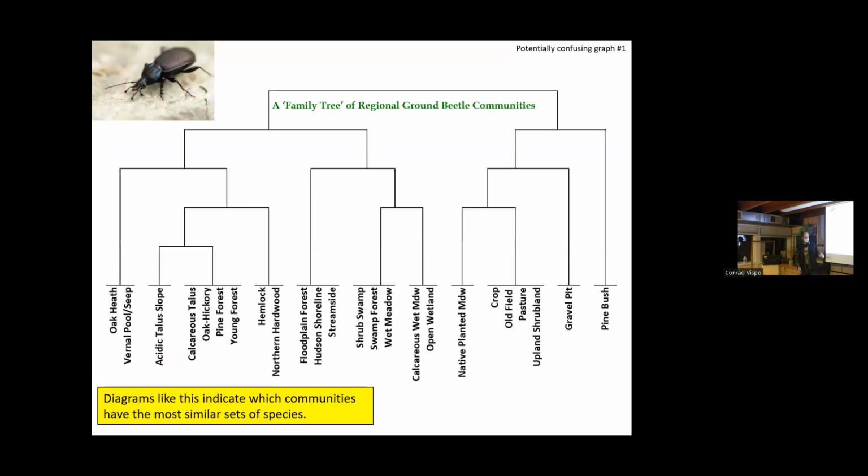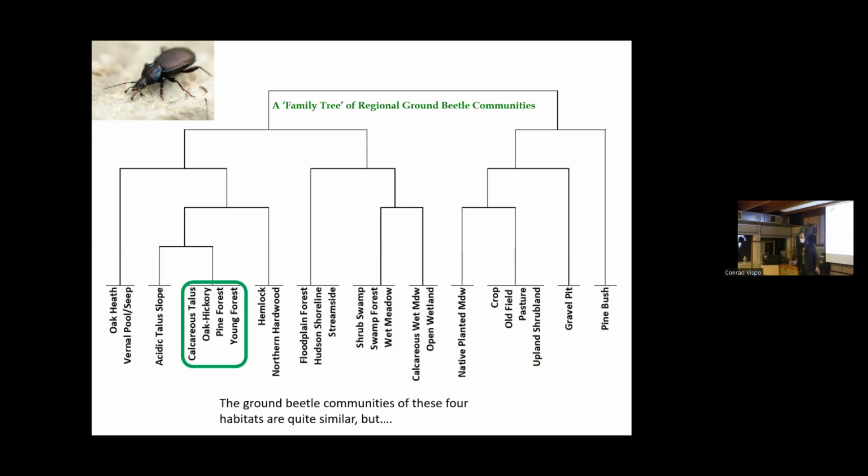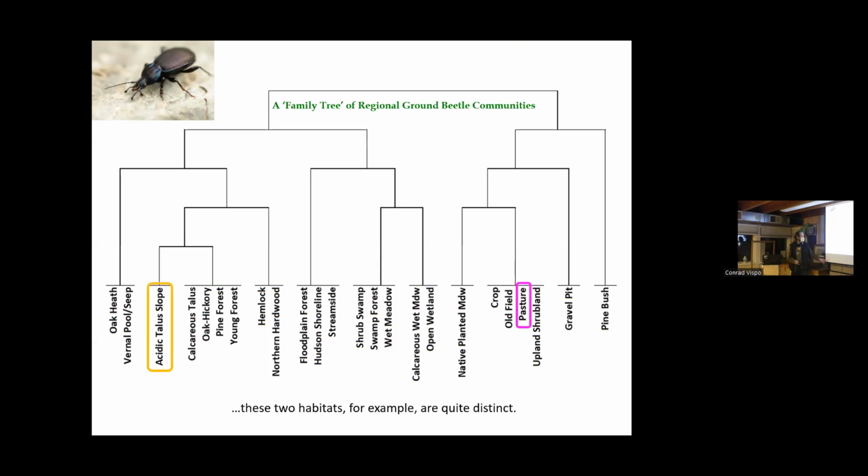So here you've got the names of the different sorts of habitats. And these diagrams link them up according to the similarity of the ground beetle communities. So for example, the ground beetle communities associated with calcareous talus, oak hickory, pine forest, young forest are pretty similar. They're different, but they have a lot of similarity amongst each other. Whereas acidic talus slope and pasture, those ground beetle communities are quite different.